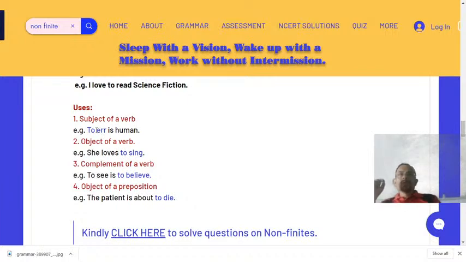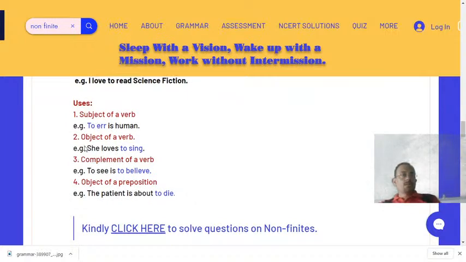The rule, the pattern remains the same everywhere, dear students. The word might change. Subject of a verb, subject of a noun sometimes, but the position of the word in the sentence will always remain the same.